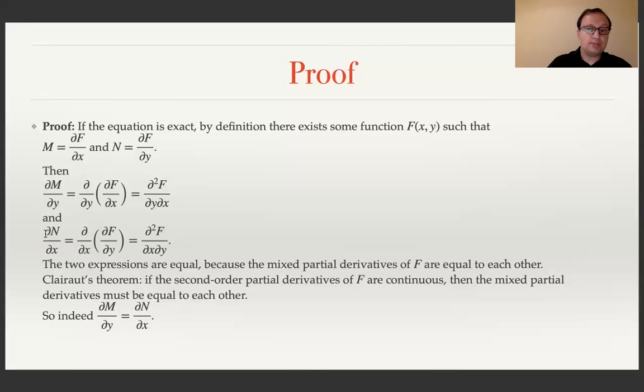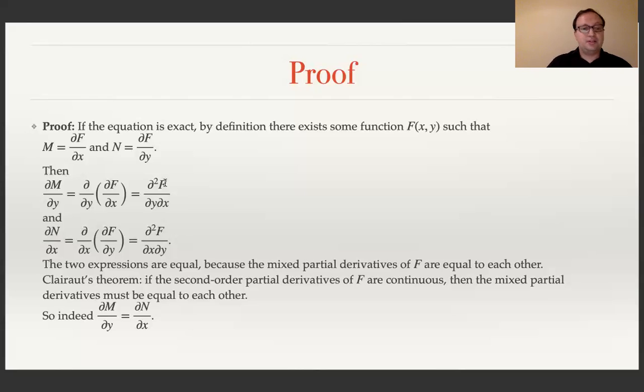And in the same manner, what is partial N over partial x? Well, it is the derivative with respect to x of partial f over partial y. So this is the second order, the mixed partial derivative, partial square f over partial x partial y.